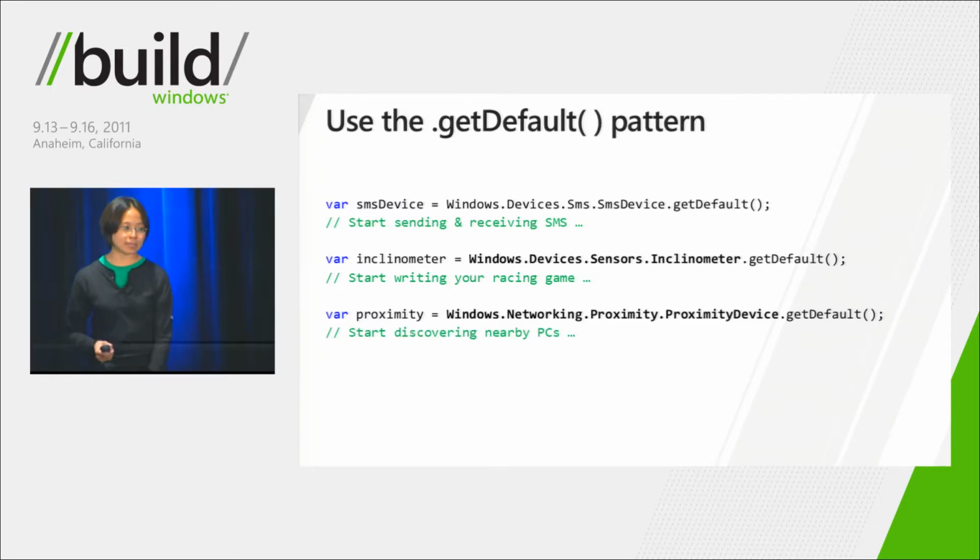And you can do the same things for other device objects that are not under Windows.Devices. So if you've been browsing the namespace and trying to figure out what's supported, the get default pattern is basically all across the Windows Runtime APIs. So we've made this really simple and predictable for you for those built-in devices. In this example, I have the proximity device that allows me to start discovering nearby PCs and send information to them. So this is how easy it is to get a built-in device.